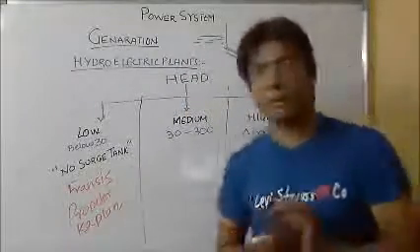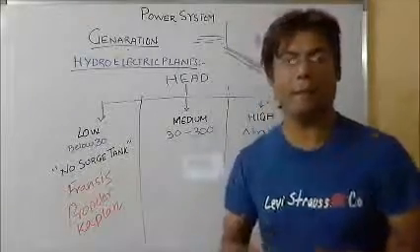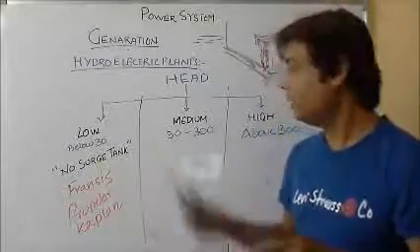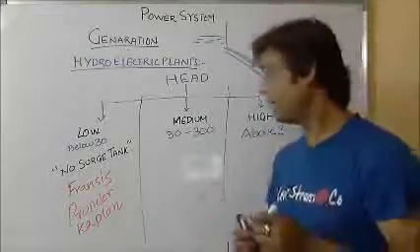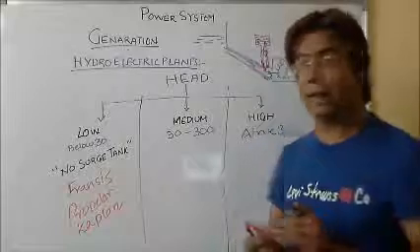So, from just now we can understand that the Francis, Propeller and Kaplan types of turbine are used in low head plants. When coming to medium head plants, medium head plants have the forebay.